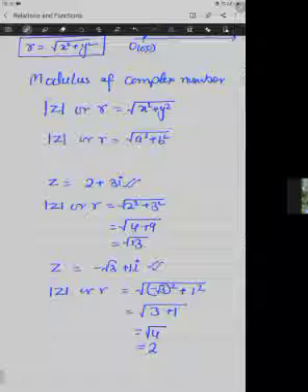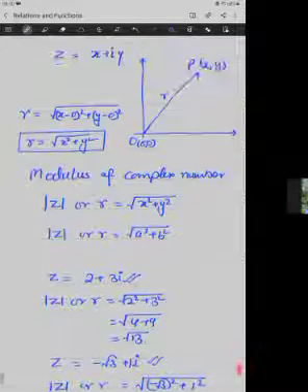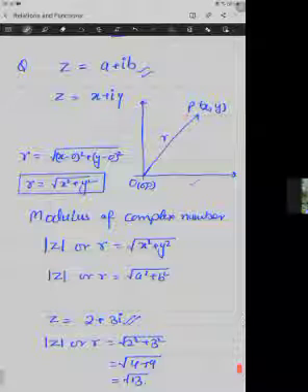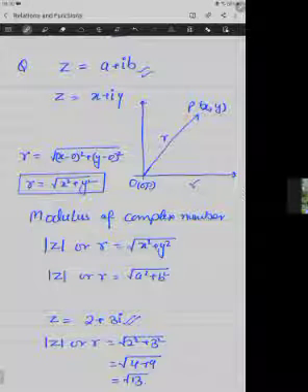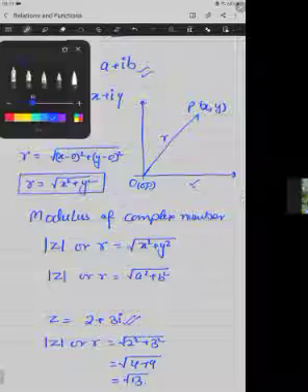Some examples I have taken to make you understand how to calculate the modulus, or mod, of a given complex number. So now I think you are able to understand how to represent any complex number in the Argand plane. After representing it, if we need to calculate its modulus, we can easily calculate.